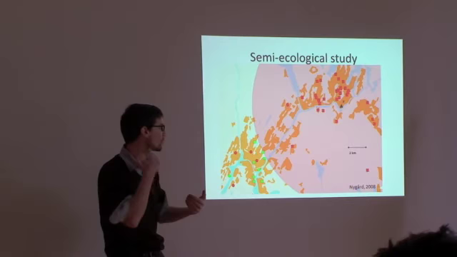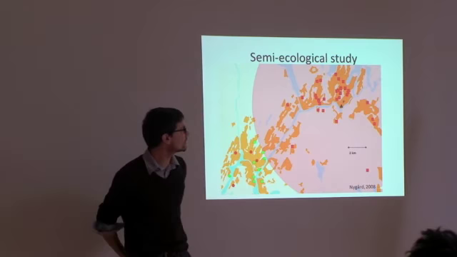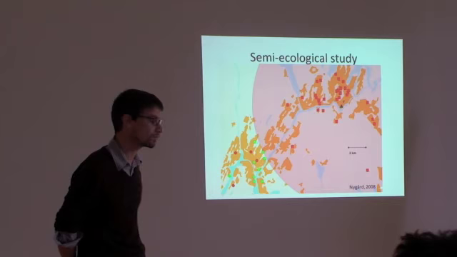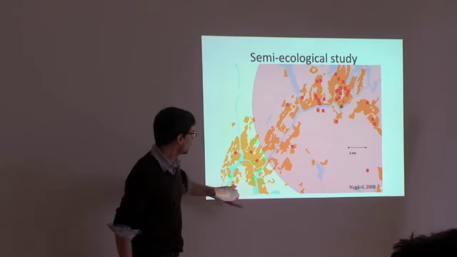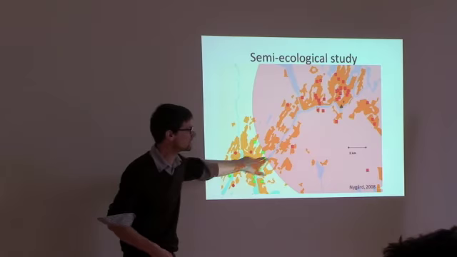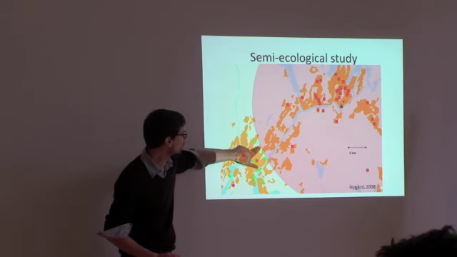So for instance, here now the red squares are the exposed cases. The red dots here are also exposed because they reported during the interviews having visited these areas. So they're also exposed, although they don't seem to be exposed. And the green dots are the non-exposed cases.